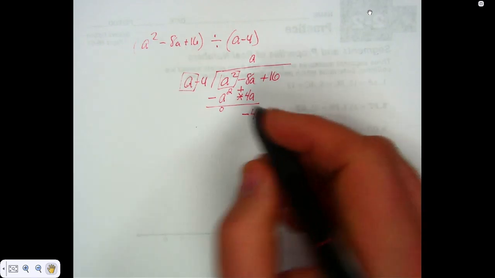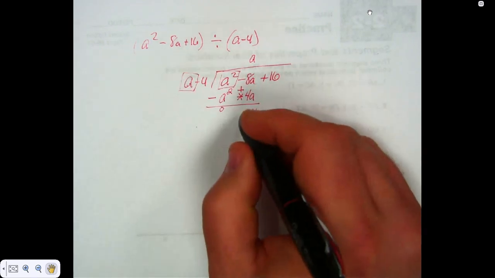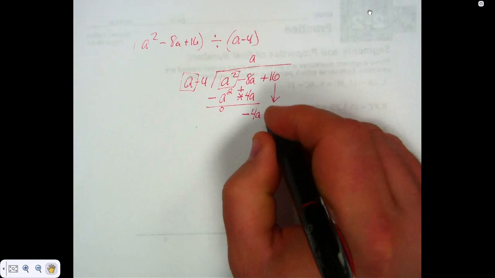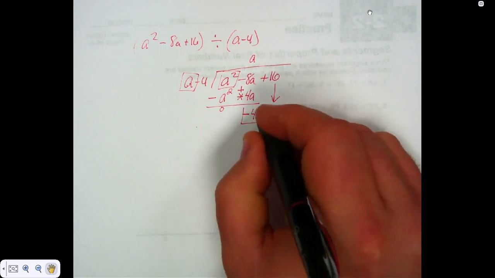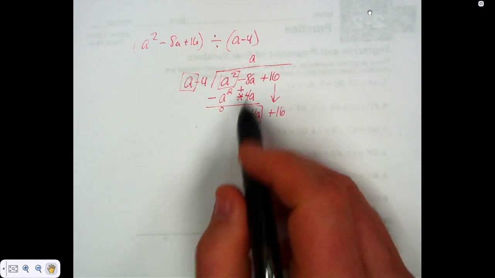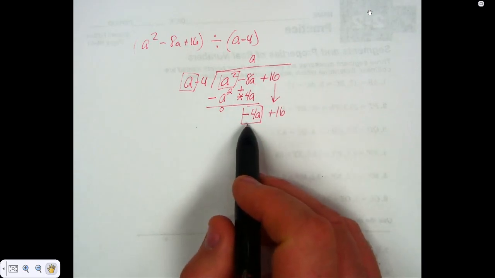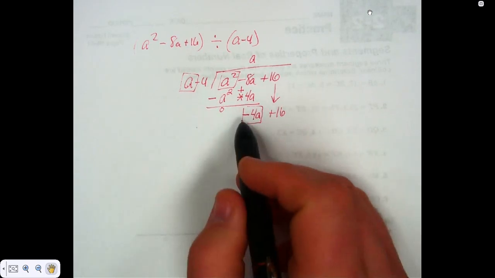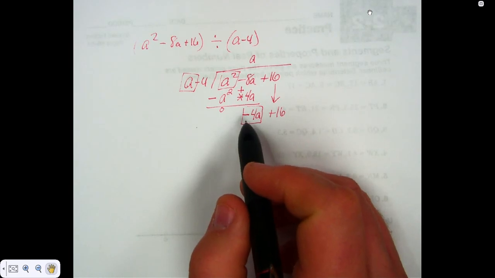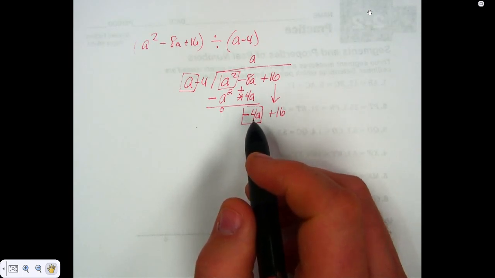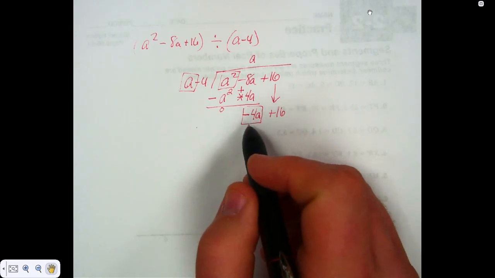Now, my next step again, worry about the first one and the first one. I got to bring this down. So all I'm going to ask myself is a times what would give me negative 4a? What would I multiply a by to get a negative 4? What would I multiply it by, Gus? To get a negative 4a.